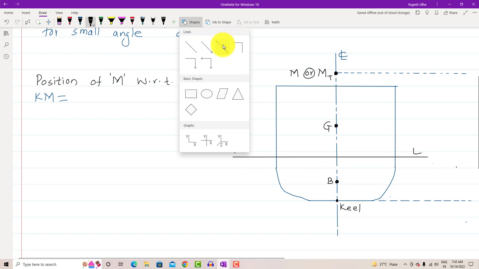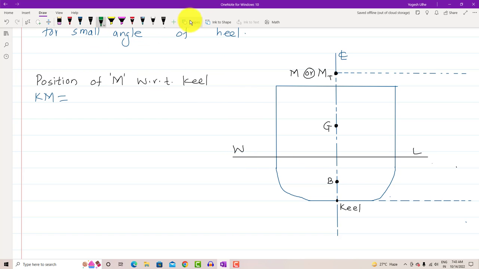So this distance, guys, observe what this distance denotes. From keel to metacenter, the vertical distance between keel and metacenter. We will say this distance as our Km.